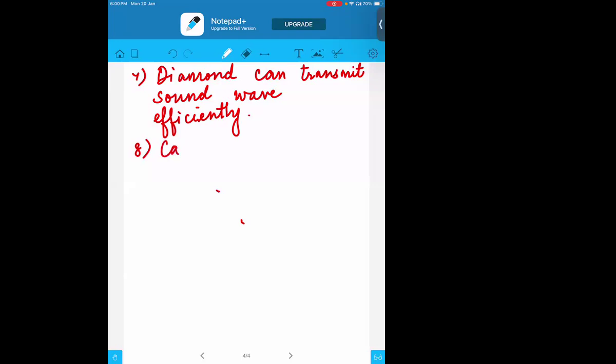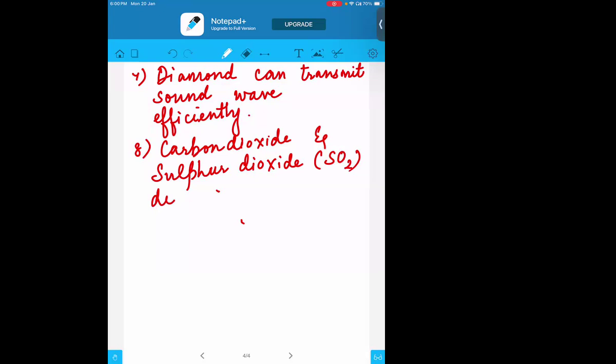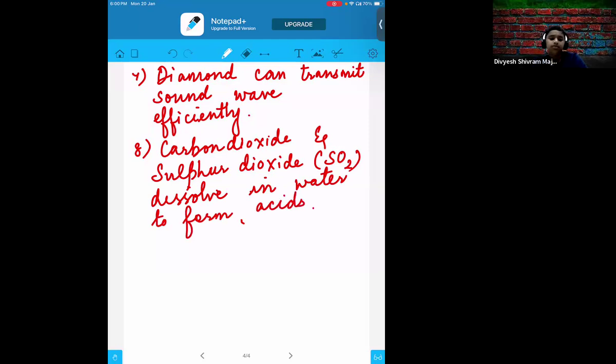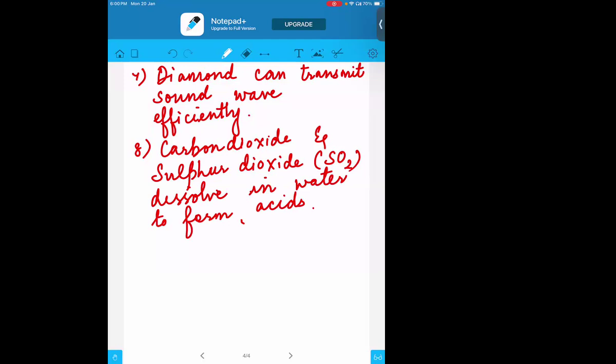There are some gases like carbon dioxide and sulfur dioxide. Carbon dioxide is CO2, sulfur dioxide is SO2, which dissolve in water to form acids. Ma'am, that's how acid rain is formed. Correct. That is how it forms with nitric acid and sulfuric acid. So these are some of the limitations, or we can say some of the exceptions to it.